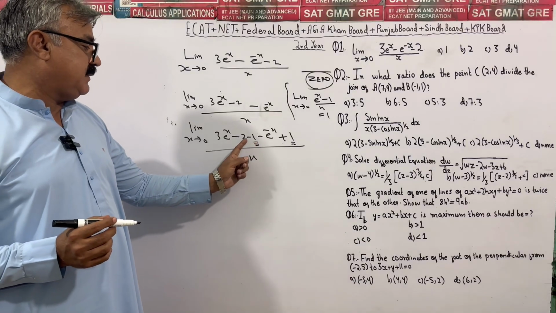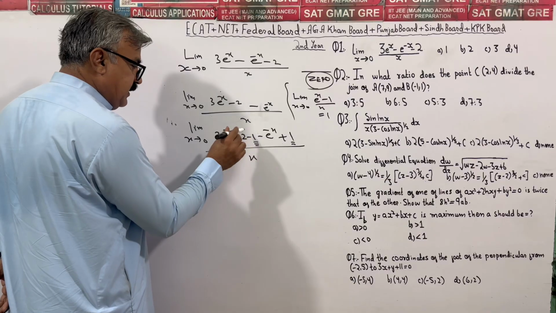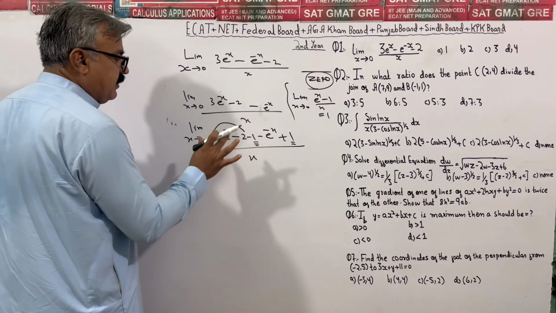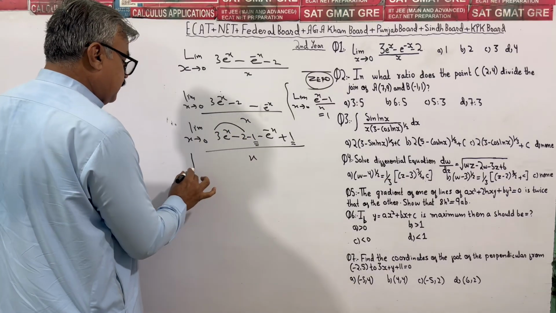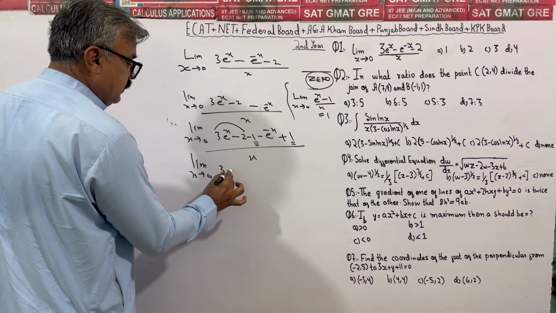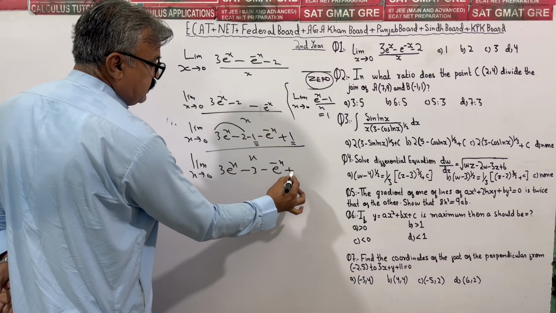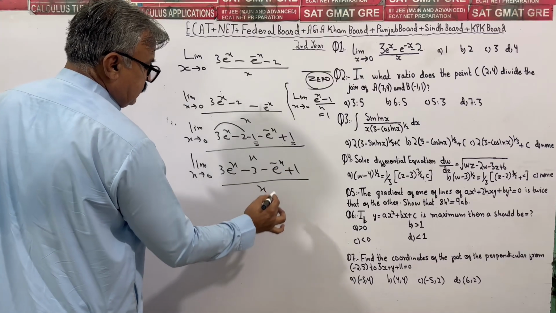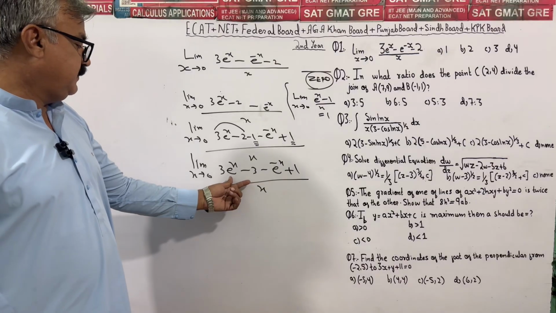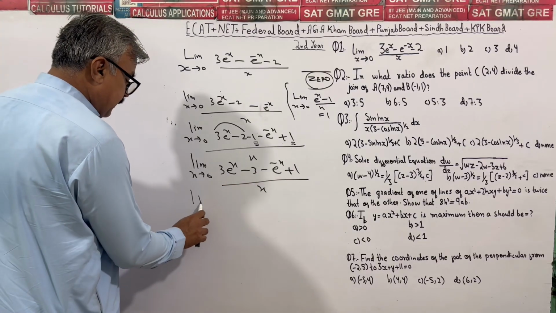Minus 2 minus 1 will become minus 3. Minus 3, take 3, cancelled out, and your question is going to take shape: limit x tends to 0 of 3e^x - 3 - e^(-x) + 1 over x. Taking 3 common, then dividing x separately, we arrive at the result.